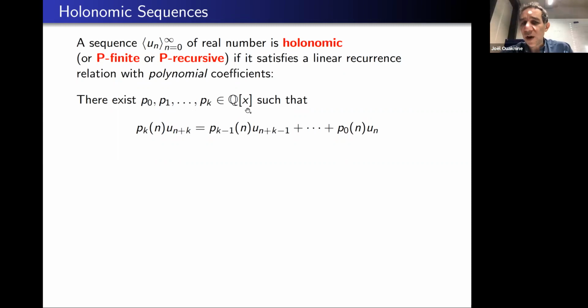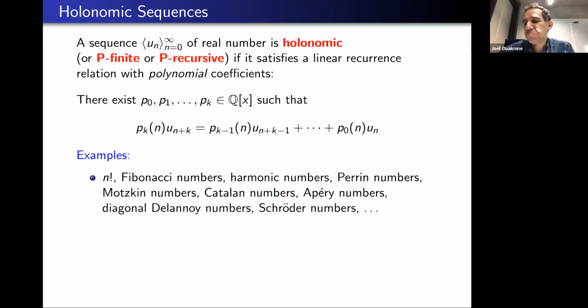So you have these univariate polynomials with rational coefficients, and the term p_k(n) times u_{n+k} is a linear combination of the previous k terms in the sequence where the coefficients are these polynomials evaluated at n. So you have this equation. Any sequence u_n that satisfies this is holonomic. And there are many examples of holonomic sequences, quite a rich lot: factorial numbers, Fibonacci numbers, harmonic numbers, Perrin numbers, Motzkin, Catalan, Apéry numbers, etc. And also the Taylor coefficients of many functions. And as we'll see later, this is not a coincidence at all.